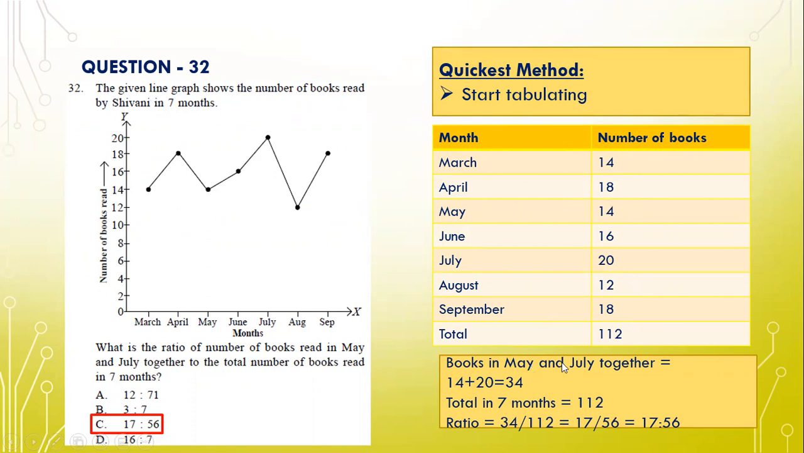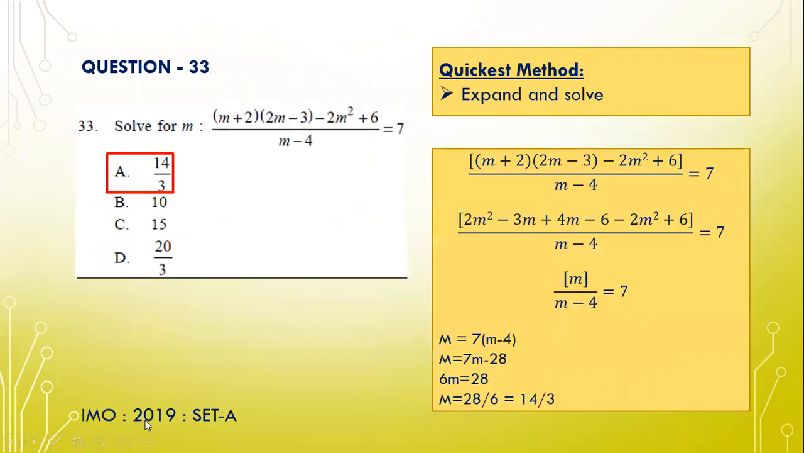So the total number of books, if you add up, is 112. Books in May and July together: May is 14 and July is 20, so 14 plus 20 is 34. What is the ratio of the number of books read in May and July together to the total number of books read in 7 months? The ratio is 34 upon 112, which is 17 upon 56. So the ratio is 17 is to 56.